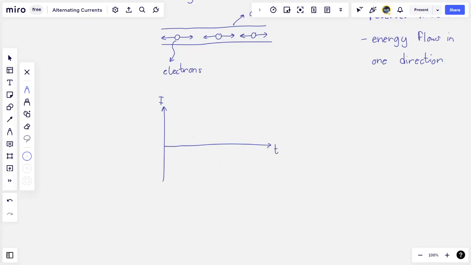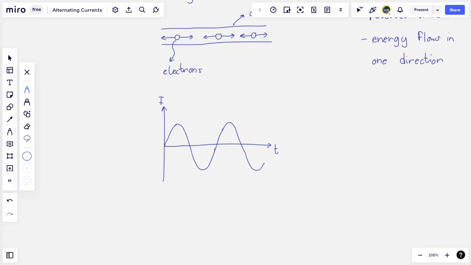And if at time t equals 0 the current hasn't started yet, I can start this graph from 0. It turns out this graph will have a sinusoidal or cosinusoidal shape if I start my stopwatch at any other time. So this is very similar to the graph that we've seen in the topic of oscillations for simple harmonic motion.